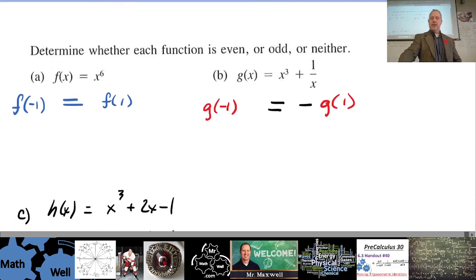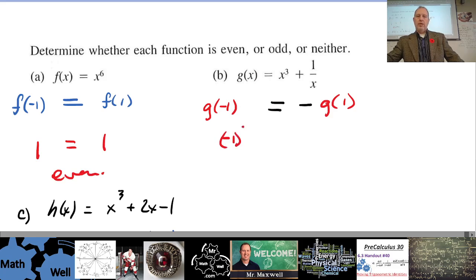Let's just do a couple examples here. This one's pretty easy, I kind of did one with x squared. It's x to the 6, so this is +1 and +1, so this is even. For this one, -1 cubed plus 1 over -1 is -1 minus 1, that's -2. Over here, if I plug in g of 1, let me check that first.